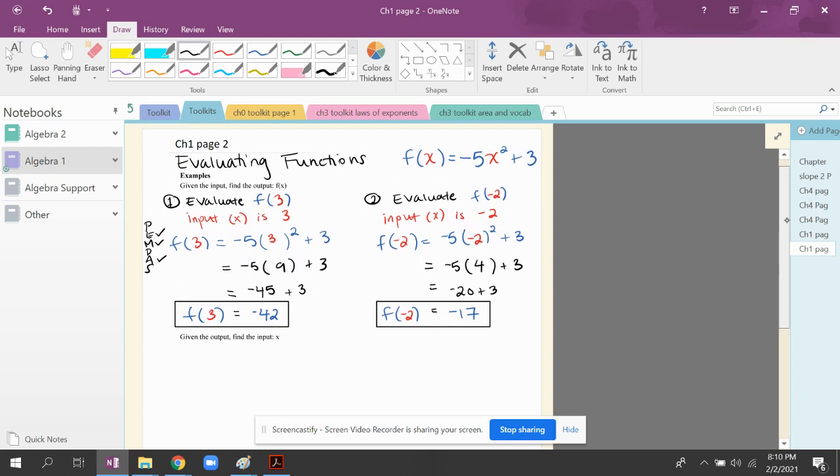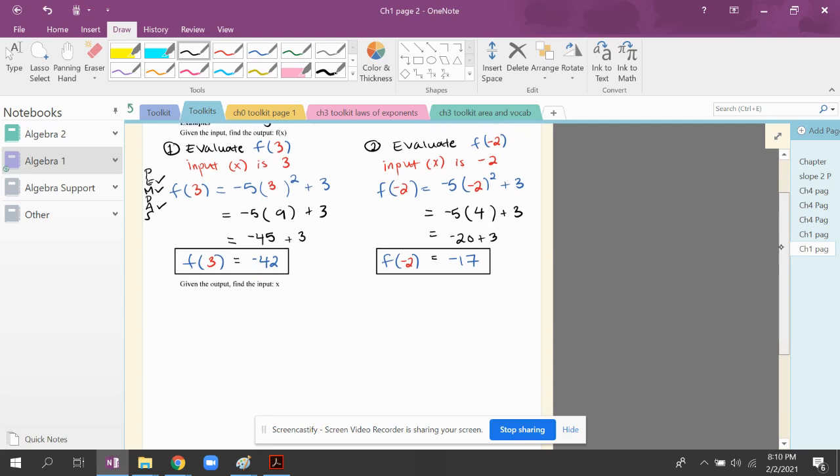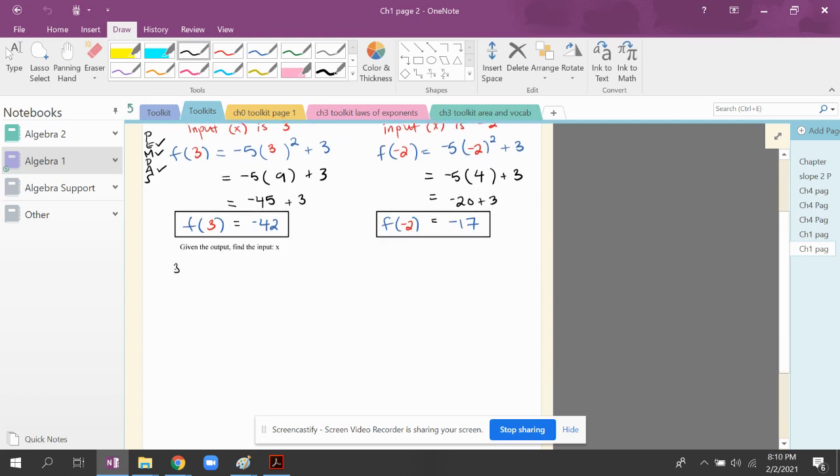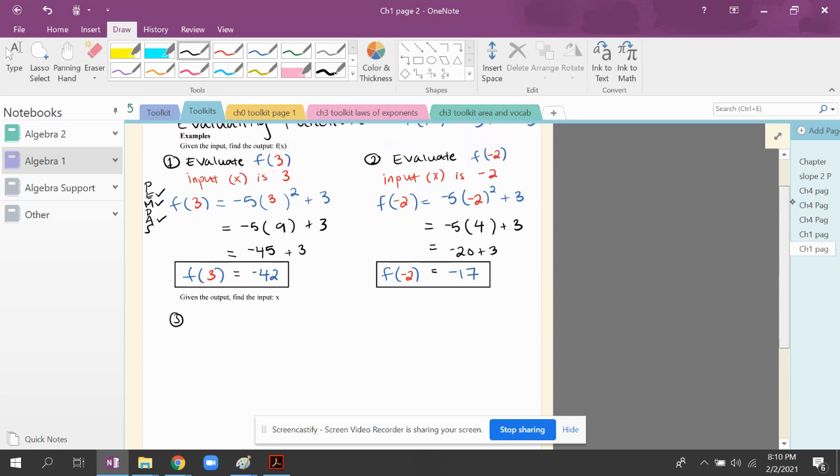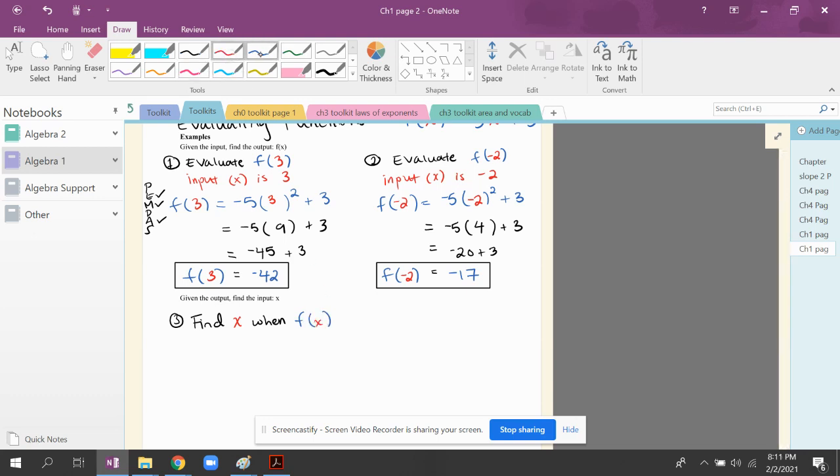So that's one type of problem that you might see. The other type is, so that's where we were given the input. There are other problems where we might be given the output. So for example, instead of find or evaluate f of -2, I might ask, find x, the input, when the output, f of x, is -2, right? So instead of saying I want you to plug in -2, what I'm saying is that the output, f of x, is -2.